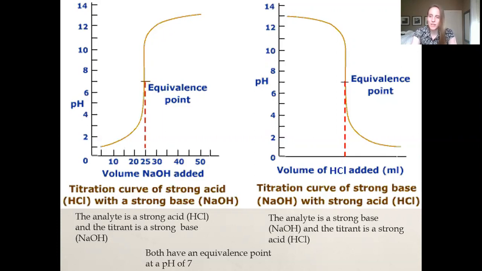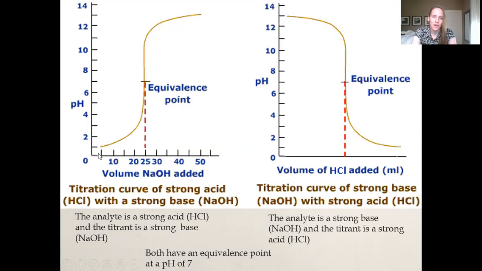The first thing that you can determine is the relative strengths of your acid and base just by looking at the equivalence point. In this case, we've got this vertical section here. The equivalence point would be right in the middle of that. In both of these cases, that is right around 7 for a pH. That tells me that I have a strong acid and a strong base involved.